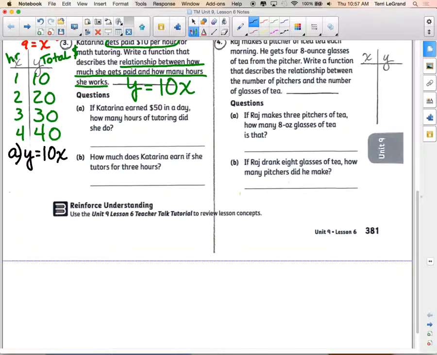Earned $50, how many hours? Where would that 50 go in? For the x or for the y? Where should we put that 50 in? For the x or for the y? Sierra, what do you think?